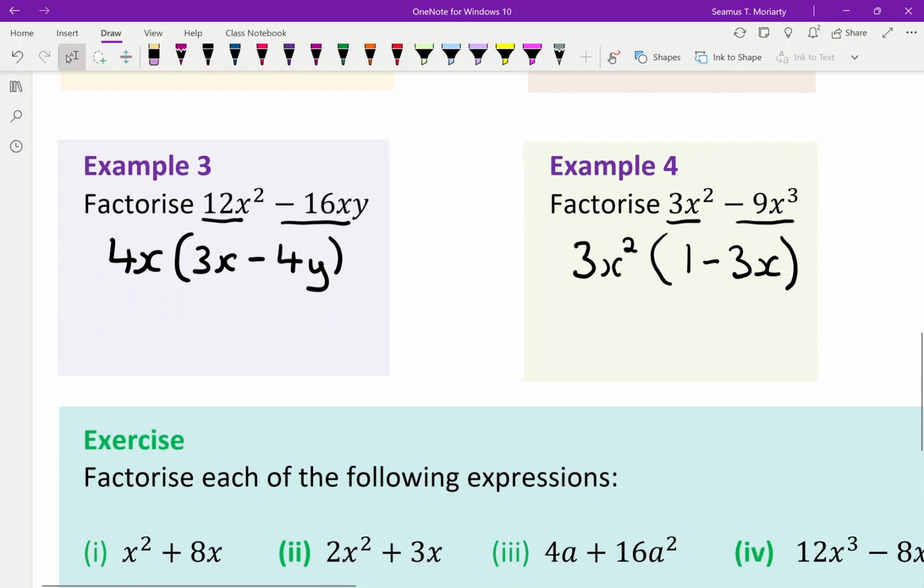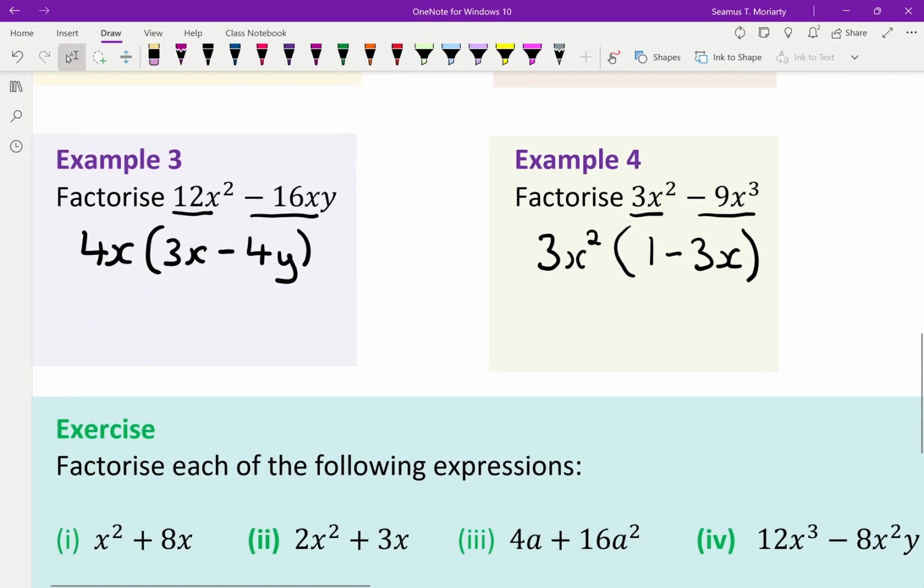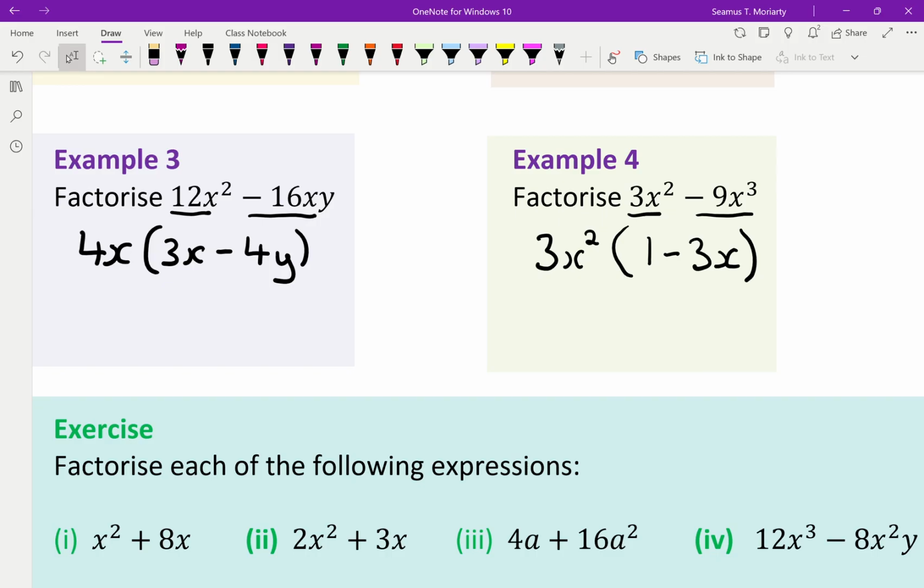Finally, I have 4 exercises here. You can have a go at these. I'll have the solutions in your notes that you can check. Best of luck.